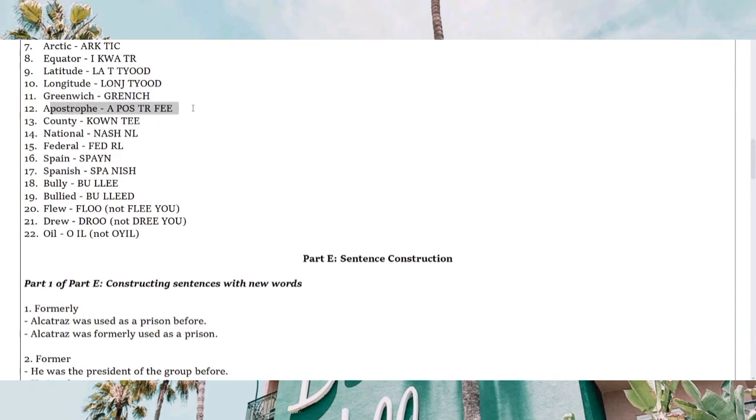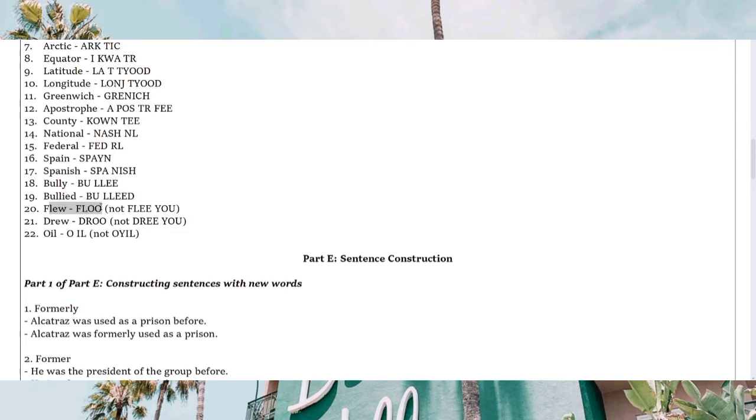12, apostrophe. 13, county, not county, county. 14, national, not national, national. 15, federal, not federal, federal. 16, Spain. 17, Spanish, not Spanish, Spanish. 18, bully. 19, bullet. So bully and bullet.